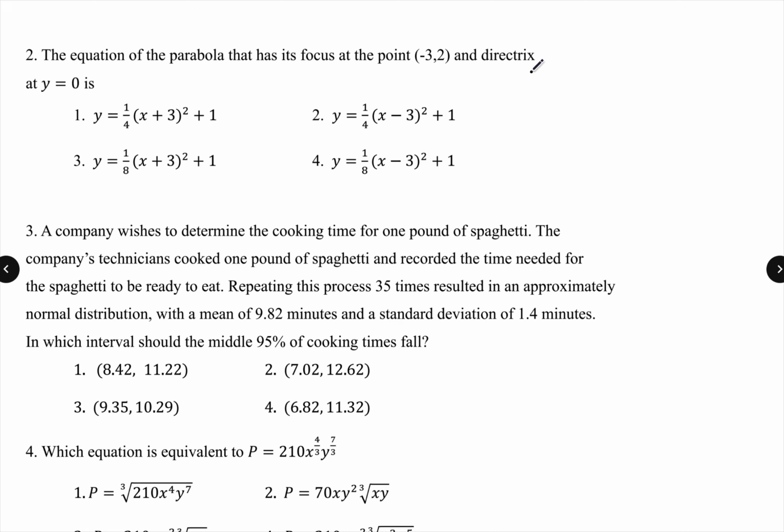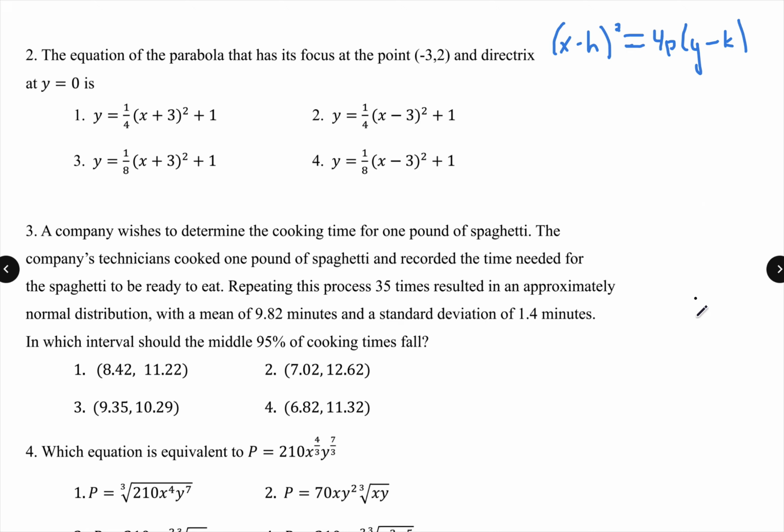I want to start by putting out my equation of a parabola. Usually it's going to be an up-down parabola, so it's always going to be x minus h squared equals 4p times y minus k. The h and k come from your vertex. The p comes from the distance between your vertex and your focus, or your vertex and your directrix, and that's what's going to help us here.